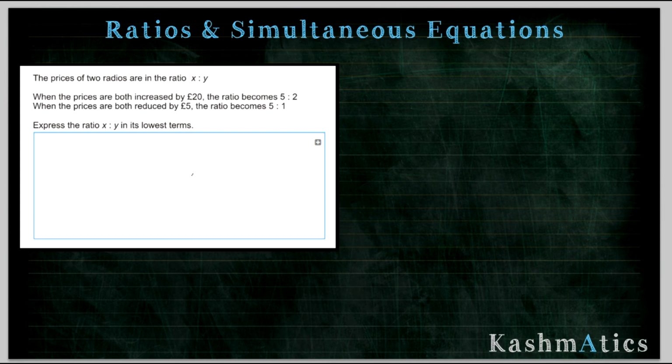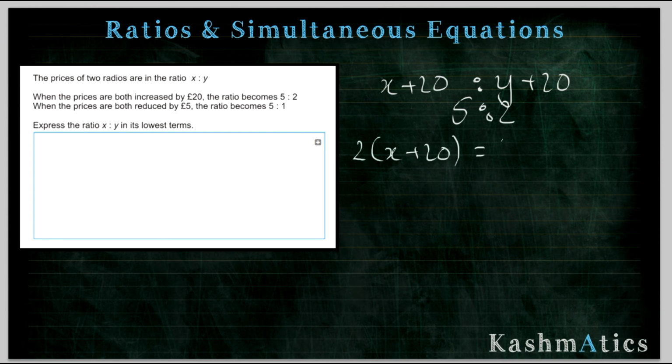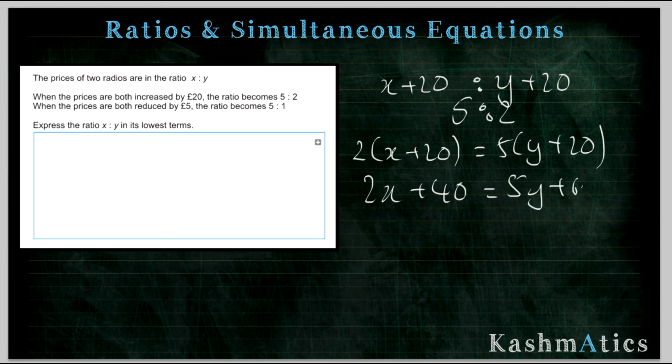The tough part of this question is not the actual simultaneous equation bit itself, it's getting to the right equation. So let's look at what we've got. When both prices are increased by £20, so x plus 20 and y plus 20, the ratio becomes 5 to 2. So I want to change this into an equation. Remember, I need to multiply this side by 2 and this side by 5. So 2 times x plus 20 equals 5 times y plus 20. Let's expand these. So 2x plus 40 equals 5y plus 100.